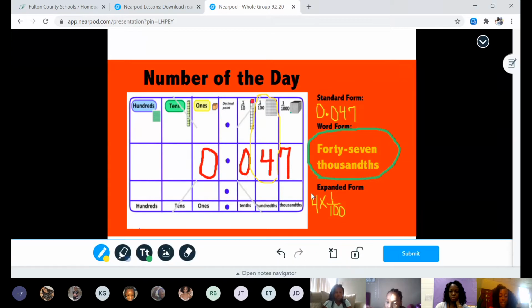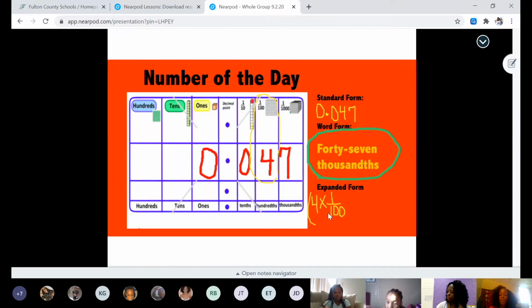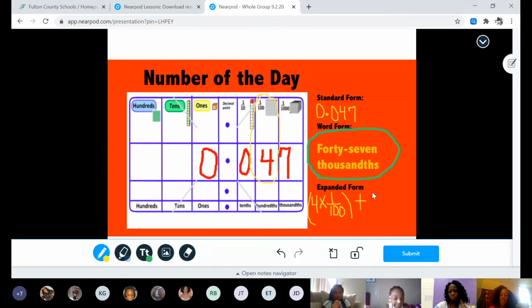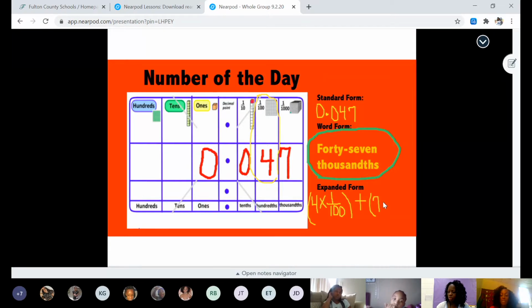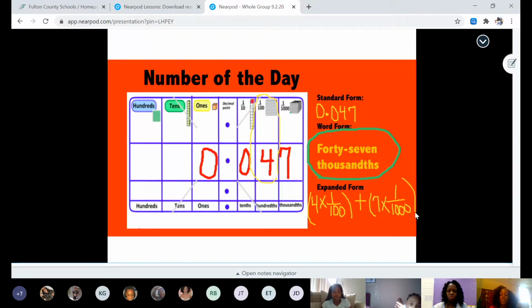I know last year in 4th grade, you wrote expanded form a little bit different, but now in 5th grade, we have to write it as a multiplication equation and then add it together. So that 4 times 1/100th equals 4 hundredths. Next, I have a 7 in my thousandths place, and that's worth 7 thousandths. So I'm going to write my equation, 7 times 1/1000. And now that is my expanded form. That's all for this problem.